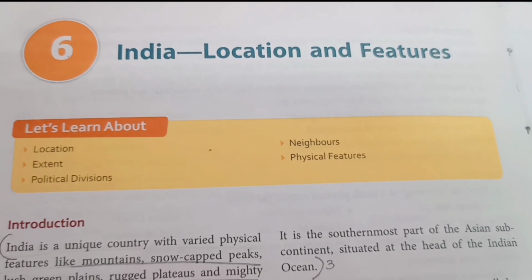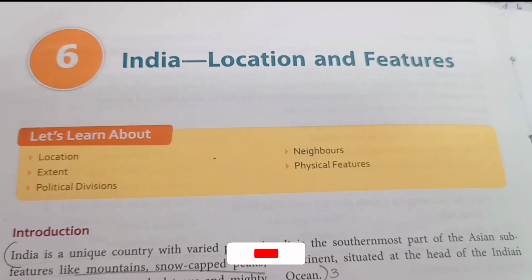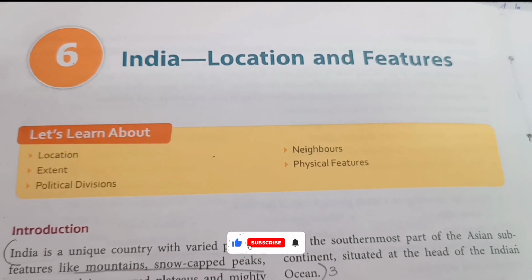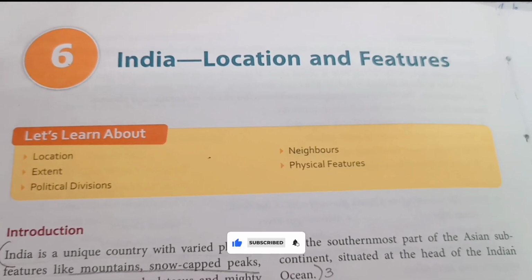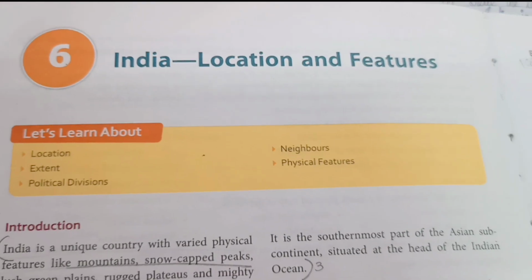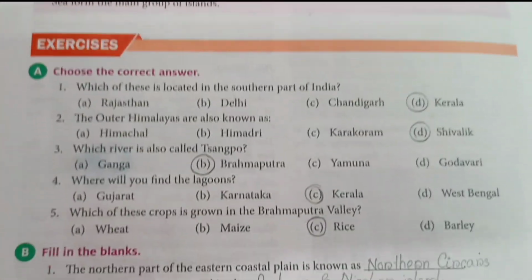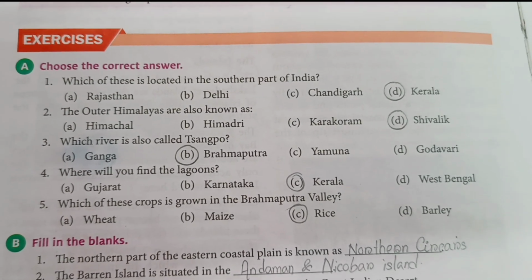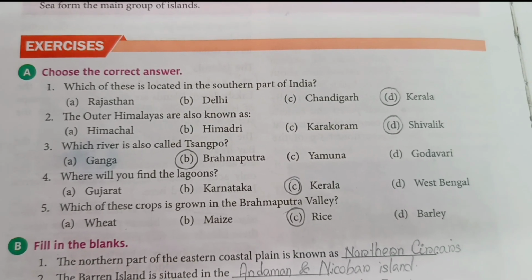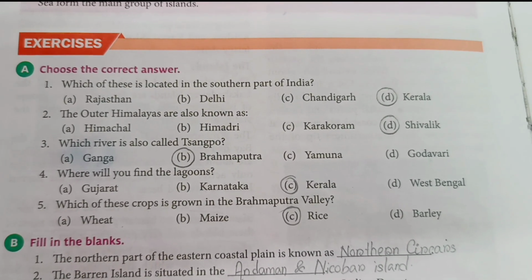Today I'm going to give you the exercise question answers from chapter 6, India: Location and Features, class 6 West Bengal board. At first we have the objectives from the chapter. Number A, choose the correct answer. Number 1, which of this is located in the southern part of India?